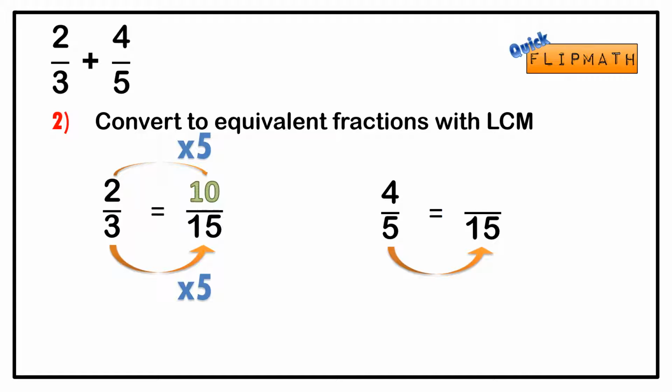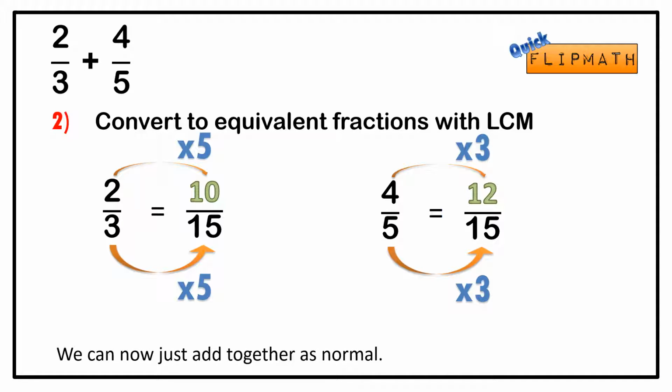Similarly, for 5 to 15, how do we do that? Well, 5 times 3 is 15. We do the same thing on top and bottom. We do 4 3s are 12. And the 4/5 is now 12 over 15.